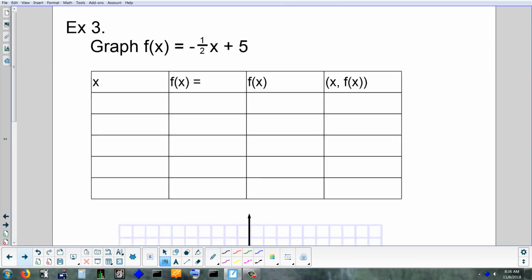So, first thing, what numbers? We just talked about this. What numbers am I going to use for my x value? Matt? -2, -1, 0, 1, 2. Again, if we're graphing a linear function, those are the numbers we always want to use. What I'm going to do here, guys, is take my function, which is this. I'm going to write it down here: -1/2 x plus 5.